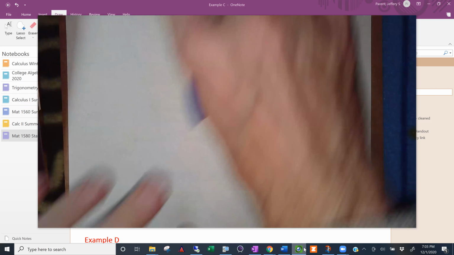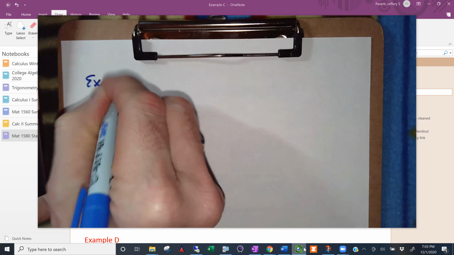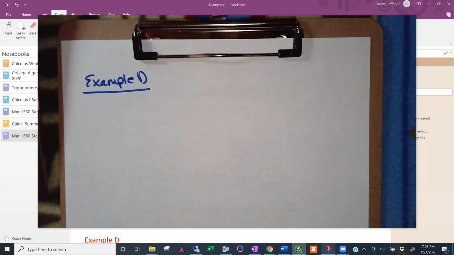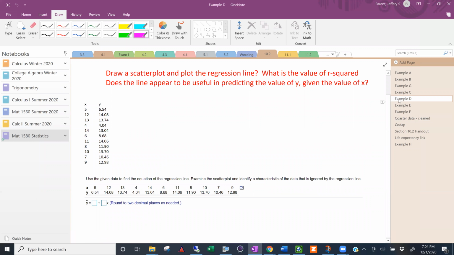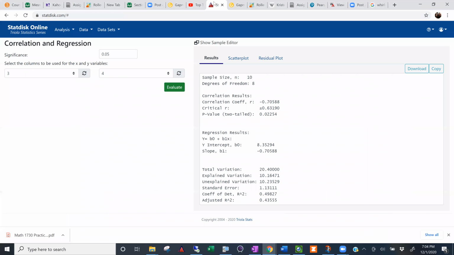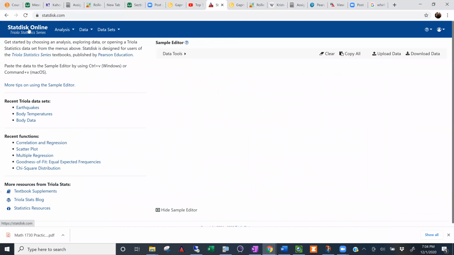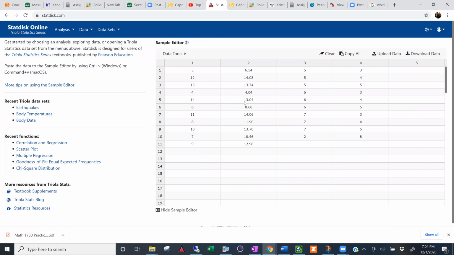Okay, so let's look at example D. So again, kind of going back to our handout. So we're going to take a look at some data, plot it, and try and come up with the equation of the regression line. So I'm going to put this data in the chat for you. There you go. If you would, copy that and let's paste that into StatDisk. I think I already have mine pasted in here. Did that come through okay for you guys? Are you able to paste that in? Should look like what I have in columns 1 and 2.